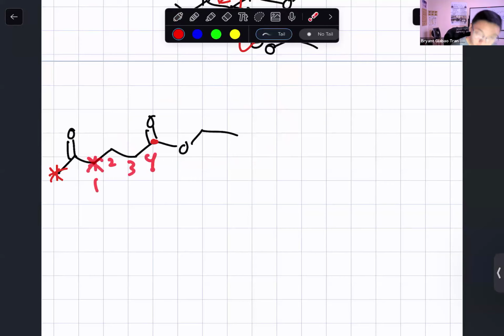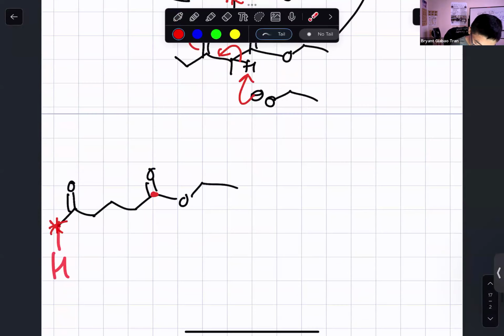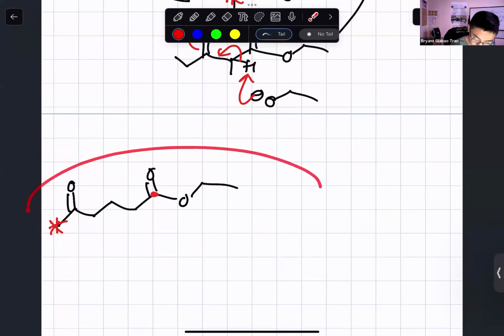1, 2, 3, 4 membered ring. And that's unstable. We want to make a more stable ring, so that would be 1, 2, 3, 4, 5, 6. So the mechanism is still the same. Deprotonate the alpha hydrogen, make the enolate ion, and then go through with the reaction. But this time it's going to make a ring because it's intramolecular.